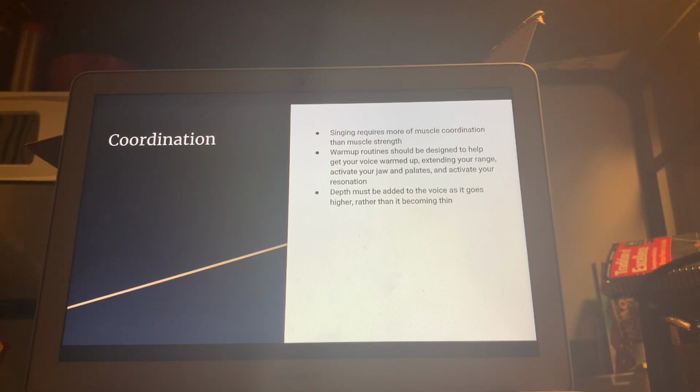And then depth must be added to the voice as it goes higher rather than it becoming thin. That was what I was talking about earlier with phonation. You really want to try to get a good tone without darkening it, and that's especially true when you get higher. You want to get a little fullness to it. Instead of going like this, where it gets really thin and shouty, and you don't want it breathy either, you really want more depth as you go higher.